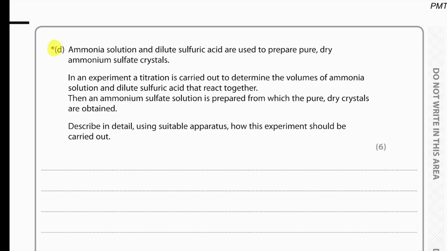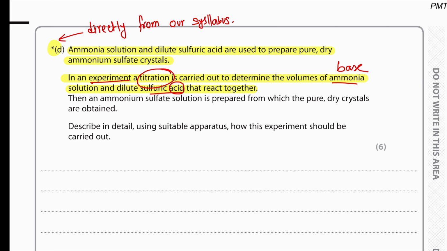This question has an asterisk, meaning that we will have to give the answer directly from our syllabus. Ammonia solution and dilute sulfuric acid are used to prepare dry ammonium sulfate crystals. In an experiment, a titration is carried out to determine the volume of ammonia solution and dilute sulfuric acid that react together. So our experiment has been done where we were doing titration, and ammonia, which is the base, reacts with the sulfuric acid, which is the acid, and we need to determine their volume. Then an ammonium sulfate solution is prepared from which the pure dry crystals are obtained. Describe in detail, using suitable apparatus, how this experiment should be carried out.